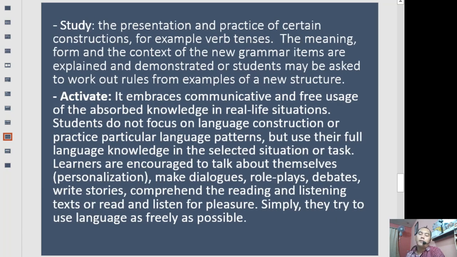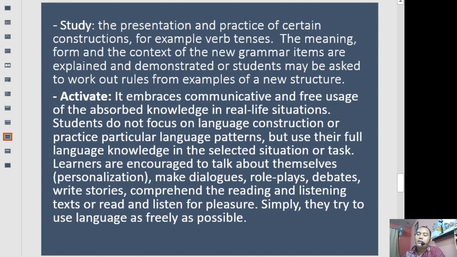The study means presentation and practice of certain constructions, for example, verb tenses. It may comprise techniques from the PPP procedure. The meaning, form, and the context of the new grammar items are explained and demonstrated, or students may be asked to work out rules from examples of a new structure. There is a seemingly endless variety of different ways in which study goals can be achieved. The study phase activities are those with a focus on language or information and how it is constructed.